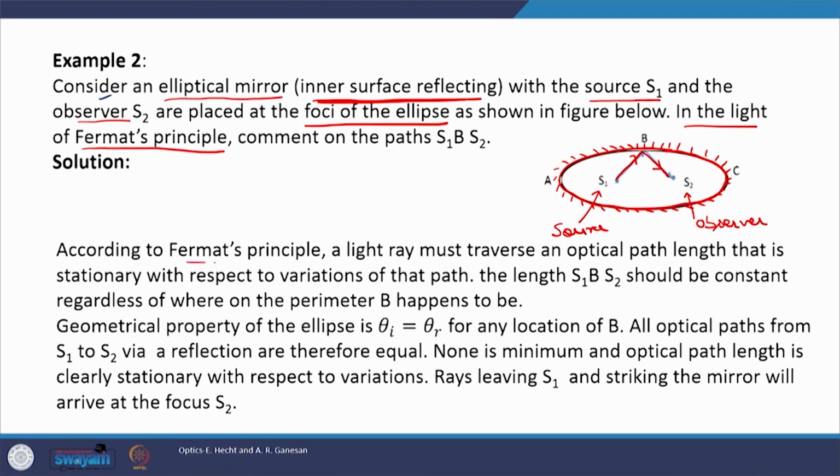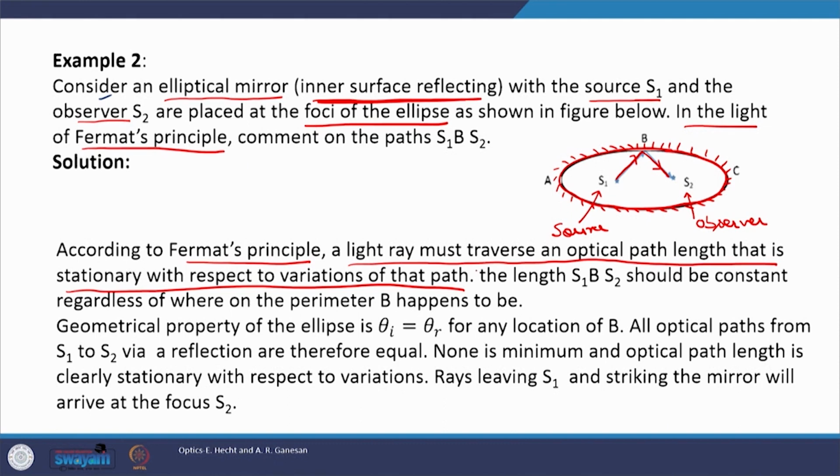According to Fermat principle, a light ray must traverse an optical path length that is stationary with respect to the variation of that path. If you remember, we took delta of the optical path length, and if it is not optimum, then it should be 0. Any variance in the path length must be 0.